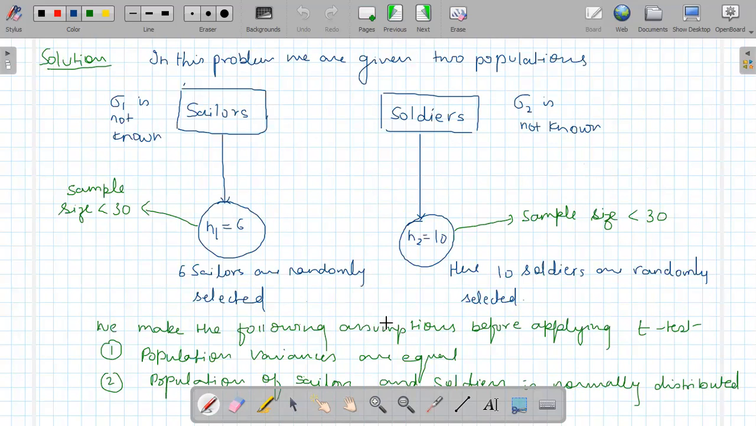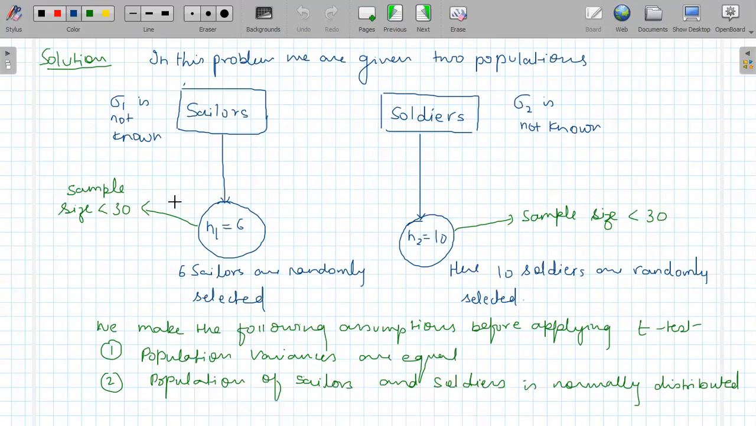So we set the null hypothesis. First of all, we make the following assumptions before applying the t-test. First, the population variances are equal. Second, the populations of sailors and soldiers are normally distributed.